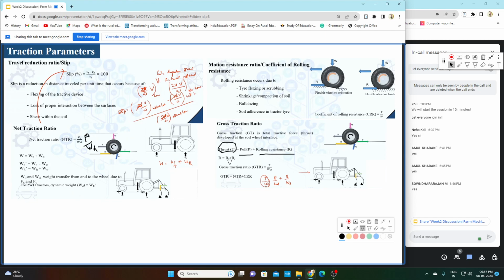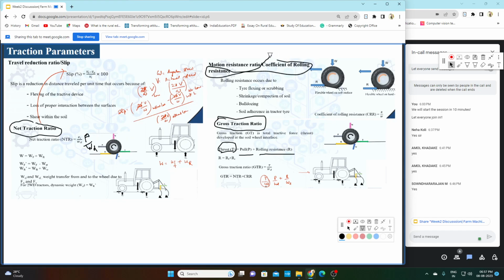So you can see this equation: thrust is equal to pull plus rolling resistance. Now if I divide by dynamic weight on both sides of this equation, it will be T by Wd equals P by Wd plus R by Wd. Now what is this T by Wd? T by Wd is your gross traction ratio, or GTR. Now P by Wd is what? P by Wd is your net traction ratio, plus R by Wd. What is R by Wd? R by Wd is your coefficient of rolling resistance.